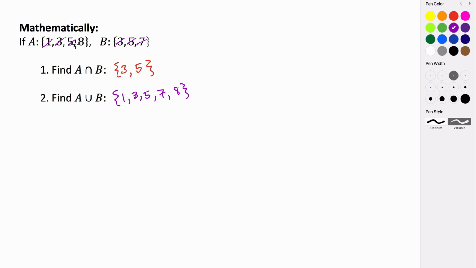So it's the elements that are in A or B, right? There are some that are just in A, like 1 and 8. And then there are some that are just in B, like 7. And then there are some that are in both. 3 and 5 are in both A and B. And so the union just represents all of our elements in both of them.